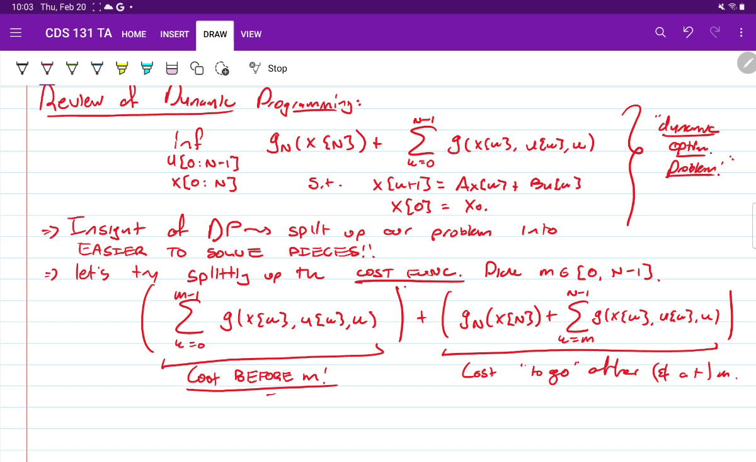So what we've done is we've just picked some integer m, which is kind of in the middle of our optimal control problem horizon. We've just said, let's split up our cost function into the cost before time step m and the cost after time step m. And let's see what we find, right? Take a moment and look at this new split-up cost and see if you recognize anything, okay?